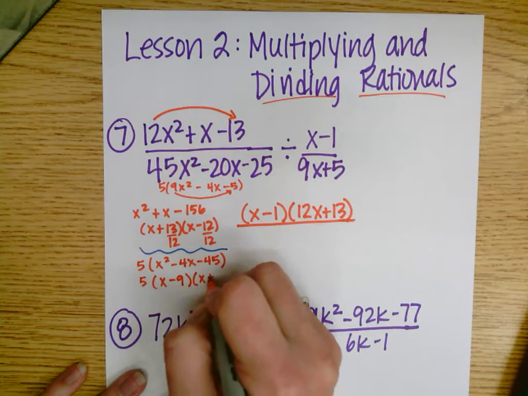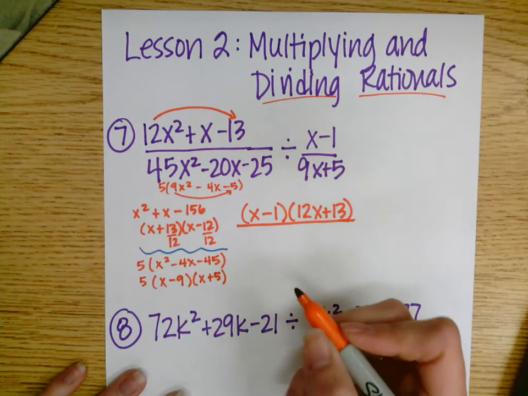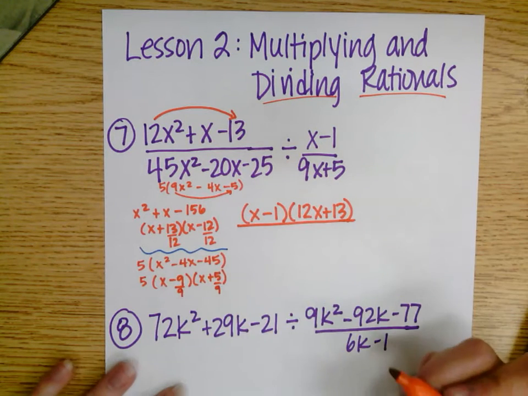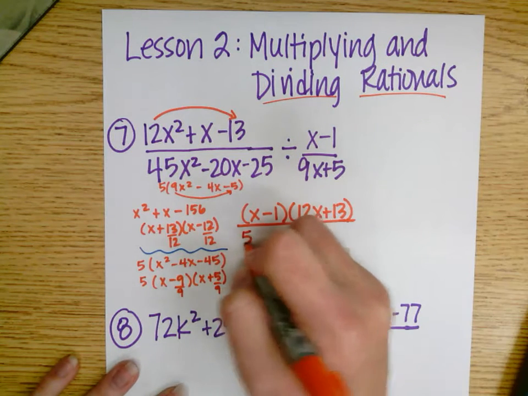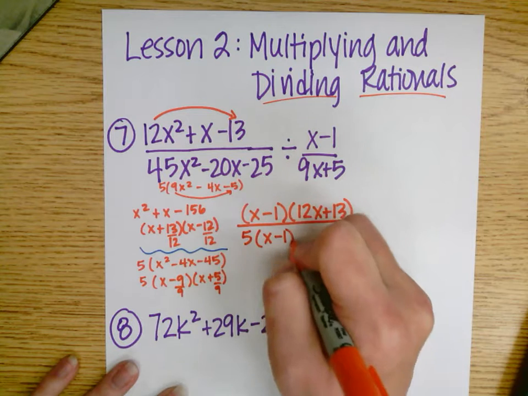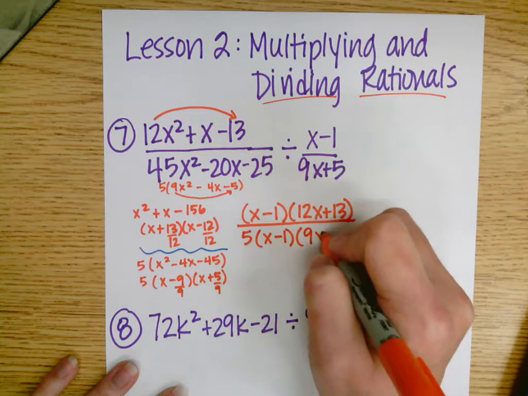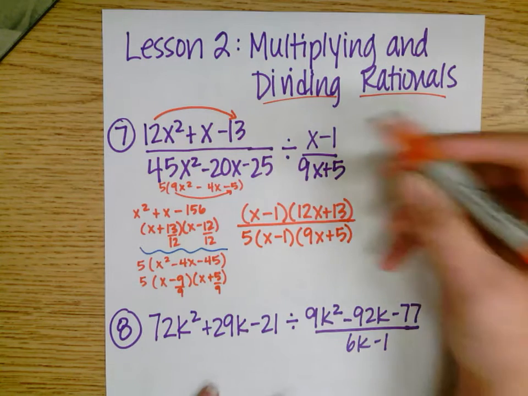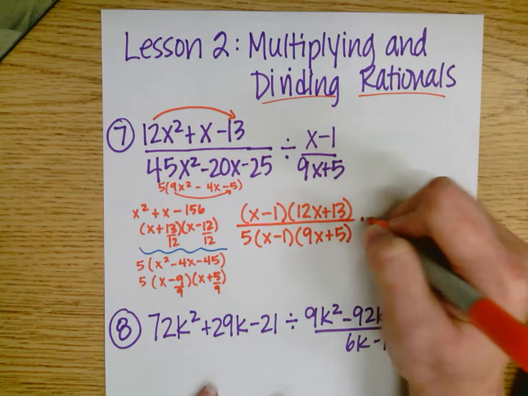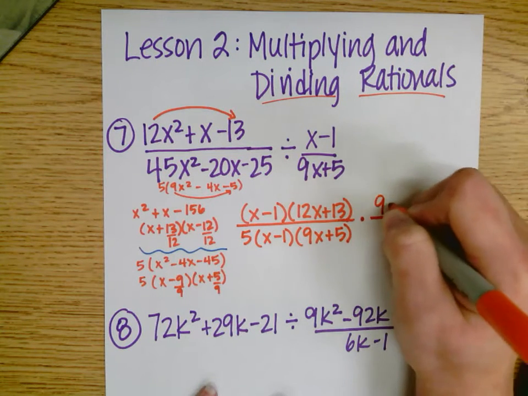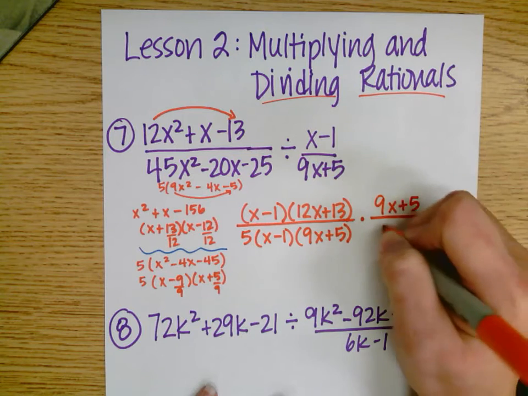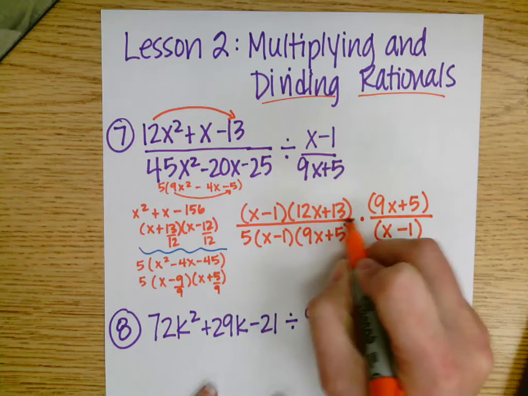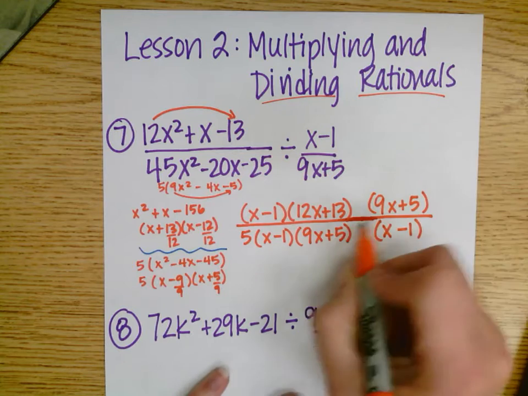So these weren't too bad. And then I slid a 9 down, so I'm going to divide by 9. So this ends up being 5, x minus 1, and 9x plus 5. Alright. And then I'm going to go ahead and change this to multiply, and I'm going to flip that fraction. And if I want to keep all my parentheses, I can. Alright, and I connected that into one big fraction.